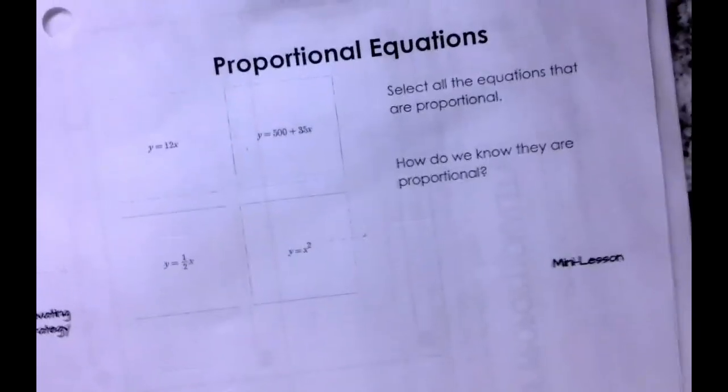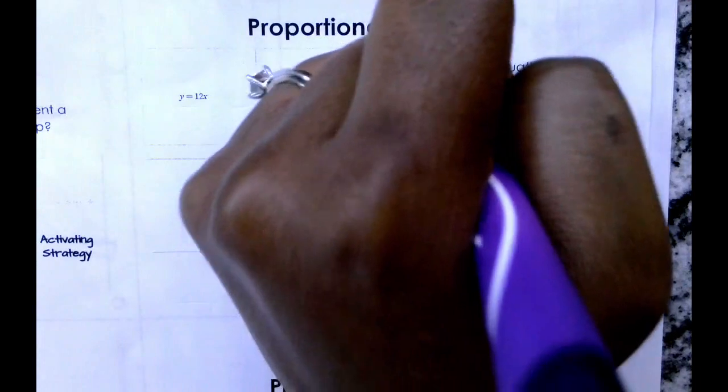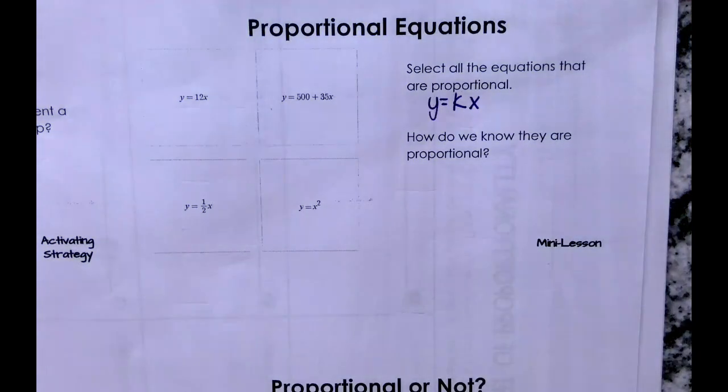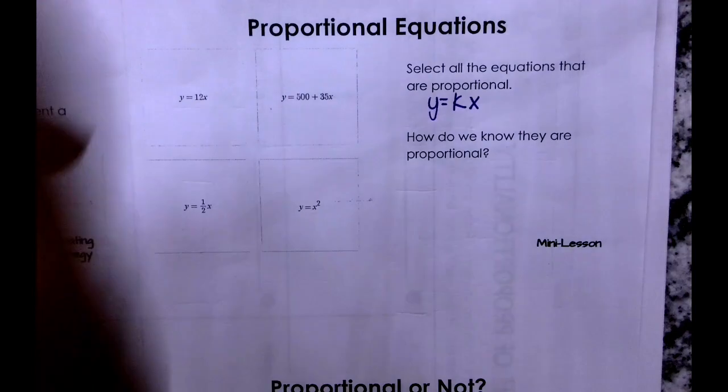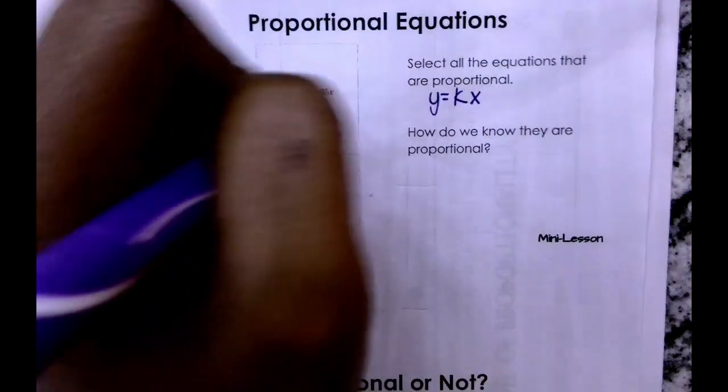It says select all the equations that are proportional. We know if they are going to be proportional, they need to be written in y equals kx form. It's a multiplicative relationship, and it is that multiplicative constant that keeps it proportional no matter what. So let's see. I'm looking for y equals kx. This one looks good. This one looks like it has extra.